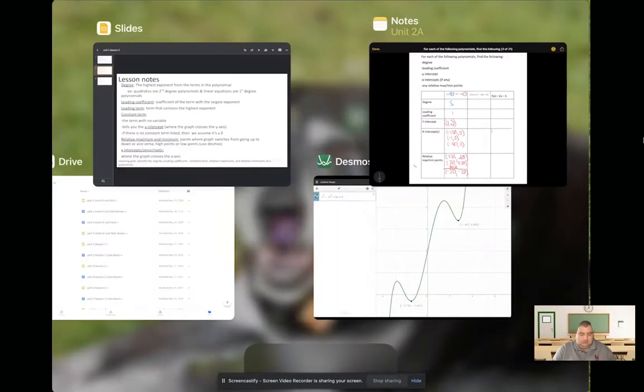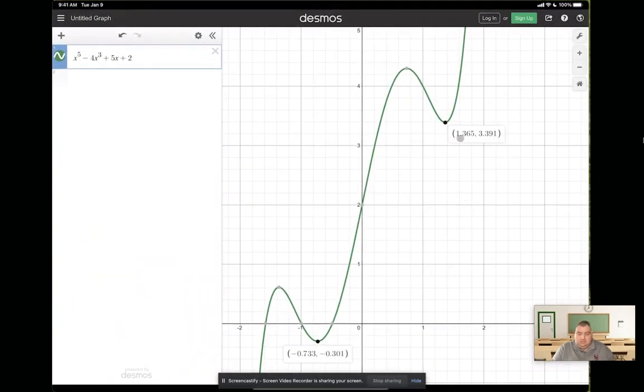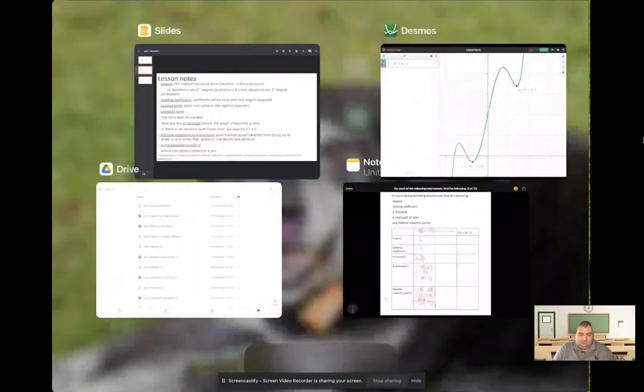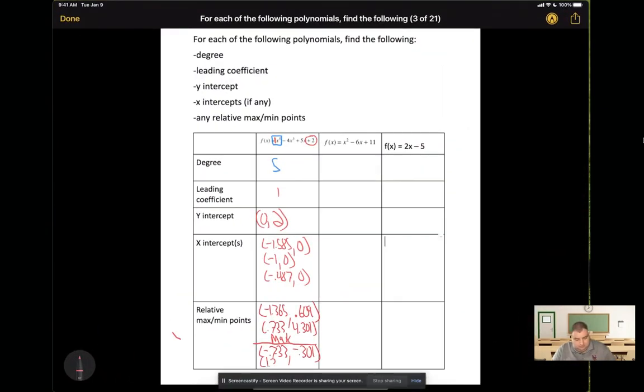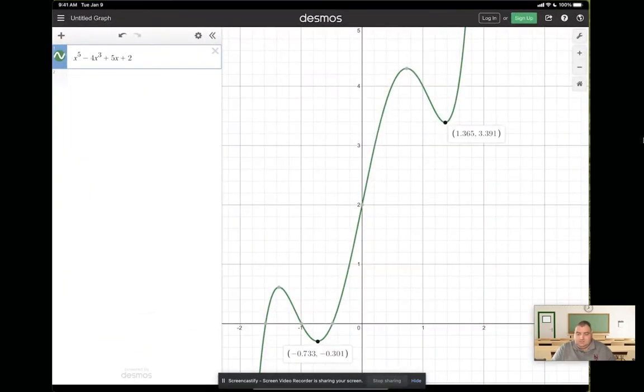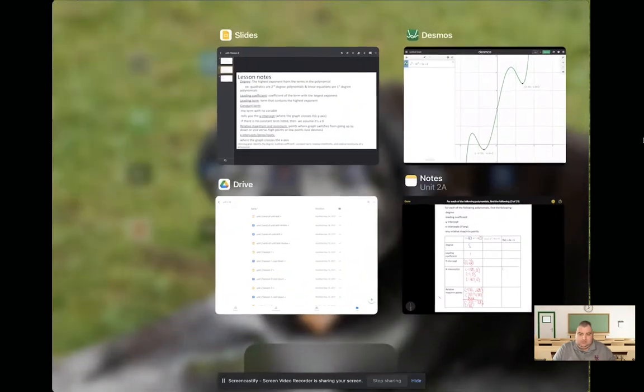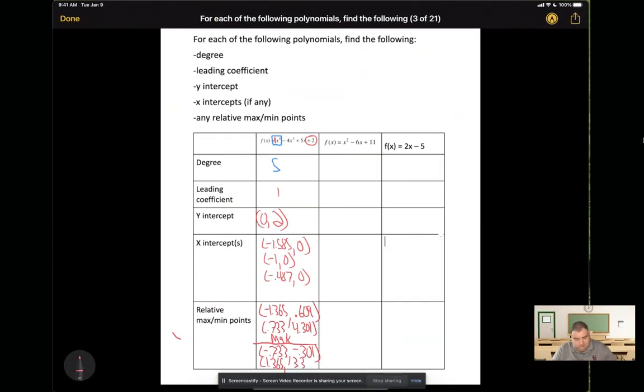Okay. And my second minimum point is going to be 1.365, comma, 3.391. Okay, so these are minimum points. So I found the degree, the leading coefficient, the y-intercept, the x-intercepts, and the max and min points, the high and low points for the first one here.